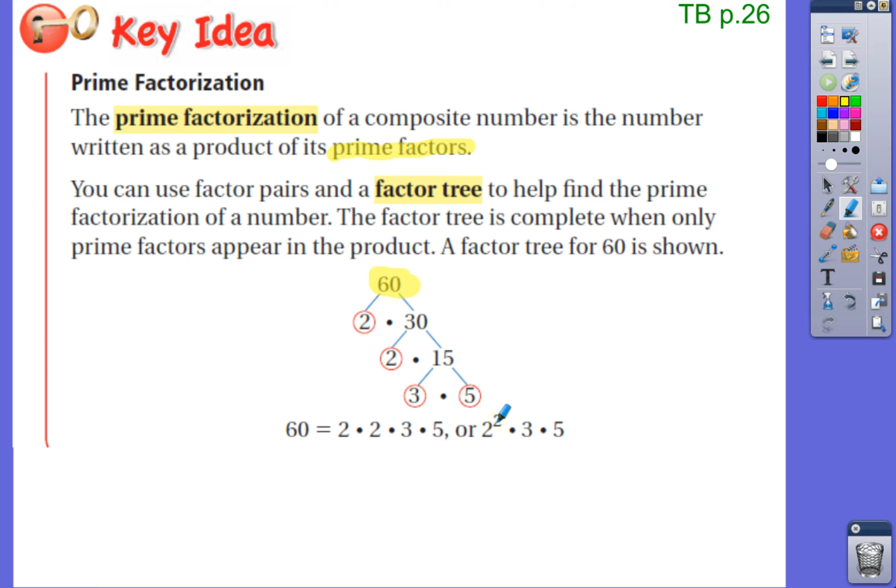Now, you can also write it with an exponent, 2 to the second power times 3 times 5. Either way is correct. One thing I want you to notice, though, is that the numbers are written from least to greatest. So notice they started with 2, 2, 3, 5, or 2 squared, then the 3, and then the 5. It would not be correct to, for example, write 3 times 5 times 2 times 2. We want it in order from least to greatest.